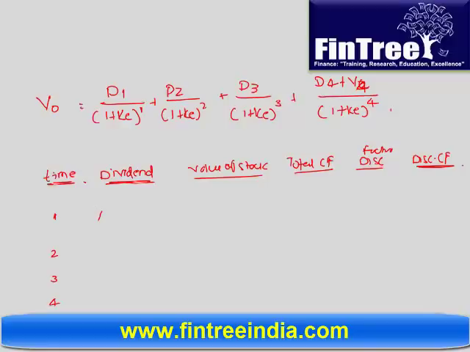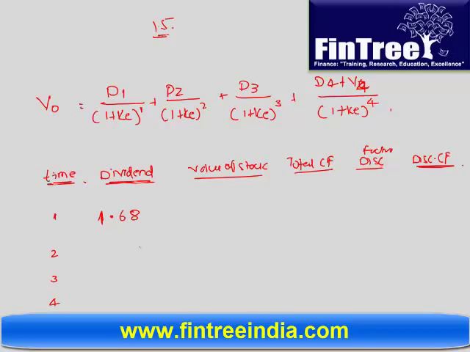The dividend at time 0 is given as 1.5. First 2 year growth rate is how much? 12%. So 1.5 into 1.12. How much? First dividend is how much? 1.68. So dividend of time 1 is 1.68.